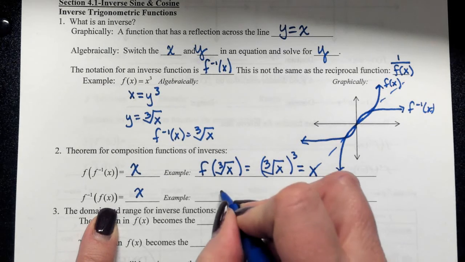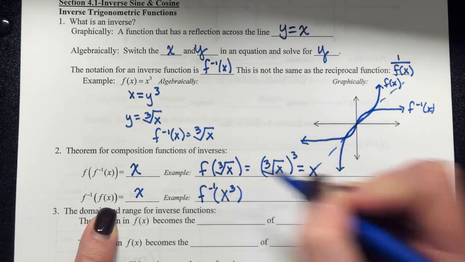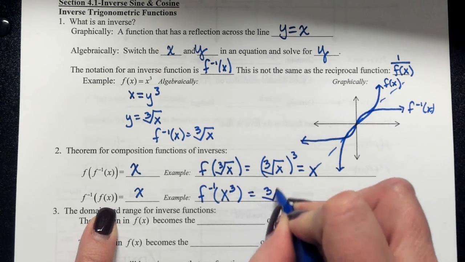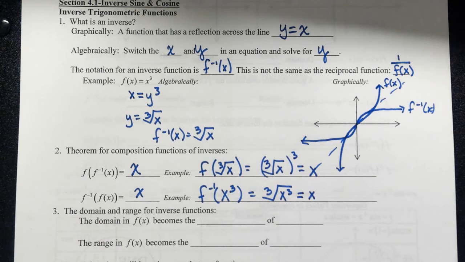So in other words, if I take my x to the third and I plug it into the inverse function, so then when I take the cube root of x to the third, that would also give me x. Hopefully cleaning out some cobwebs of stuff we talked about last year.